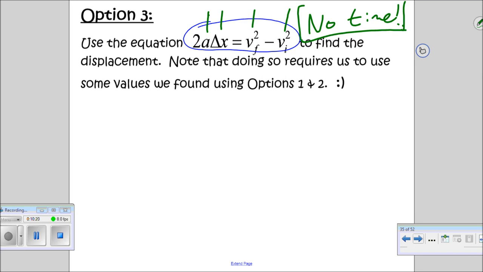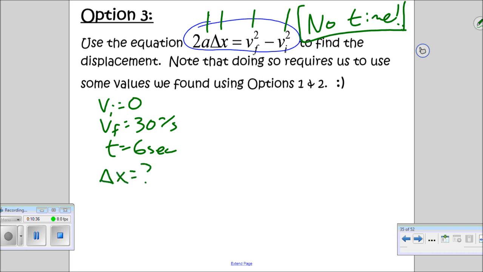So in this problem, let's see, what do we know? We know that our VI is 0. We know our VF is 30 meters a second. We do know the time is 6 seconds, so really this wouldn't be my go-to equation to use. And we're looking for displacement. So once again, if we wanted to use this equation, we'd have to find our acceleration.